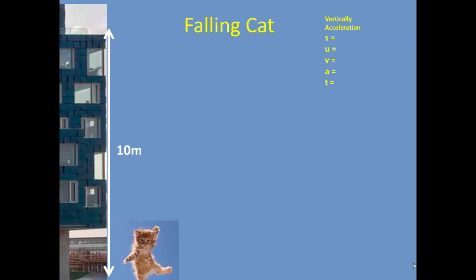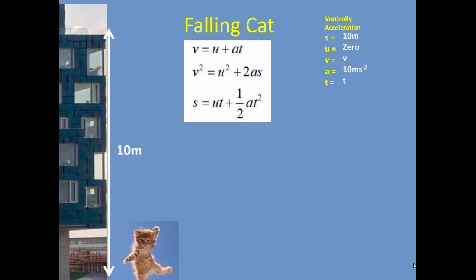S is the distance that it travels, which is 10 meters. U is the initial speed, which is 0 because you're just dropping the cat. V is the final velocity, which we don't really know yet. A is the acceleration downwards. Now, the acceleration due to gravity is 10 meters per second squared. And what is the time? We don't know that either, so we put a T for this. Now, these are the suvat equations, and we have to decide which one of these we're going to use to be able to answer the question.